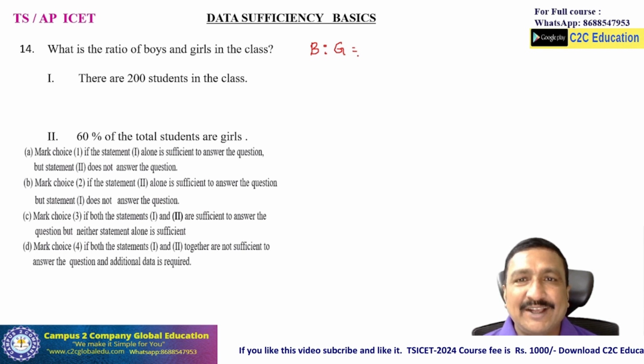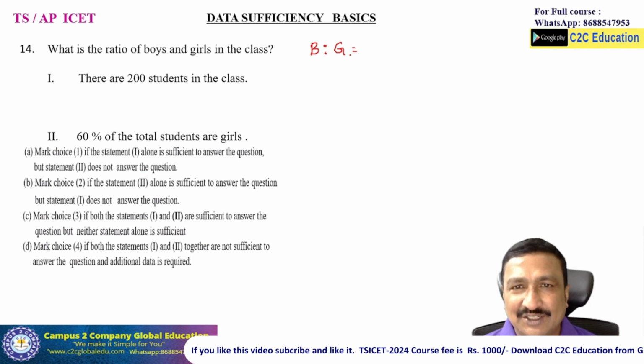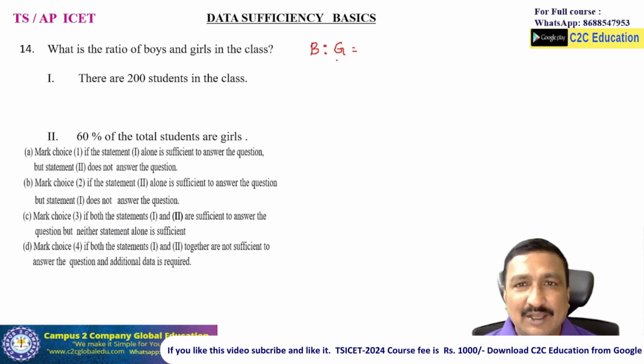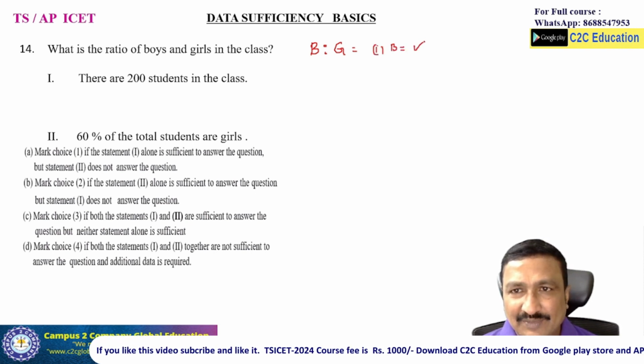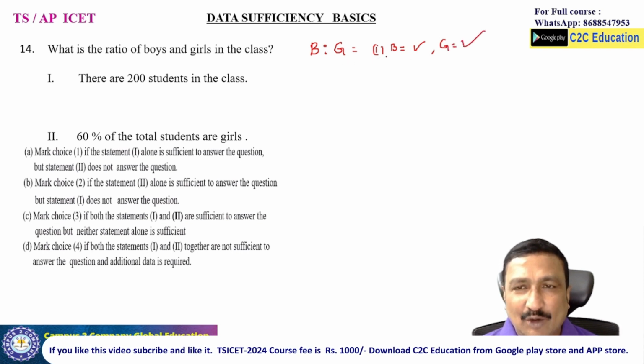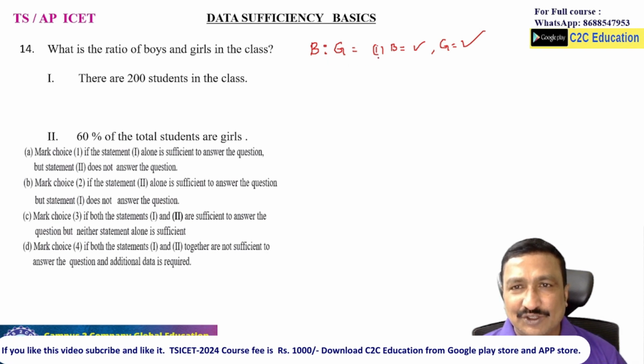So they are asking for the ratio. So when can we find this answer? For data sufficiency, there are multiple situations in which we can find the answer. In this case, the first situation is, if you know directly the boys' strength and the girls' strength, how many boys are there and how many girls are there, then you can find the answer.